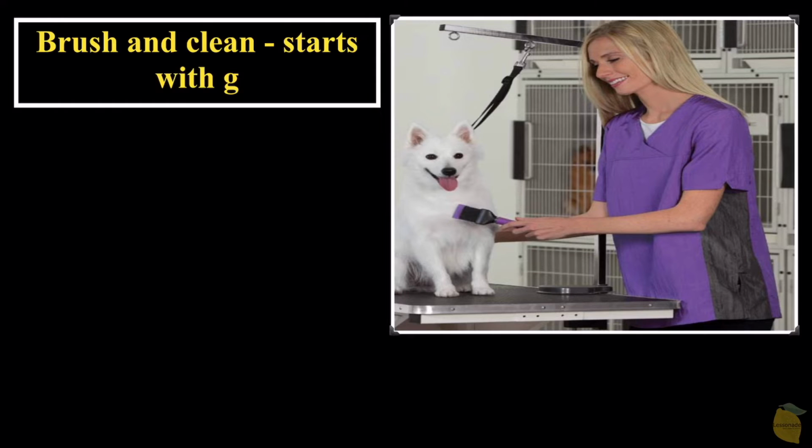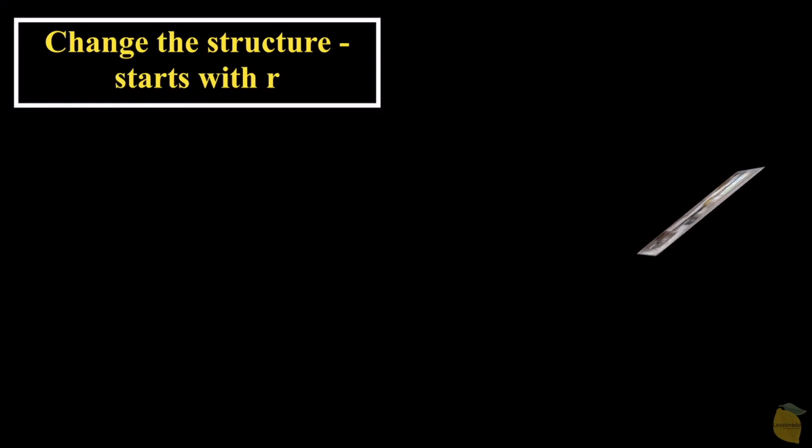The next definition is brush and clean starts with G. In this picture, we can see someone brushing and cleaning this dog. So the word is groom. So they're grooming this dog. Let's go on to the next one.